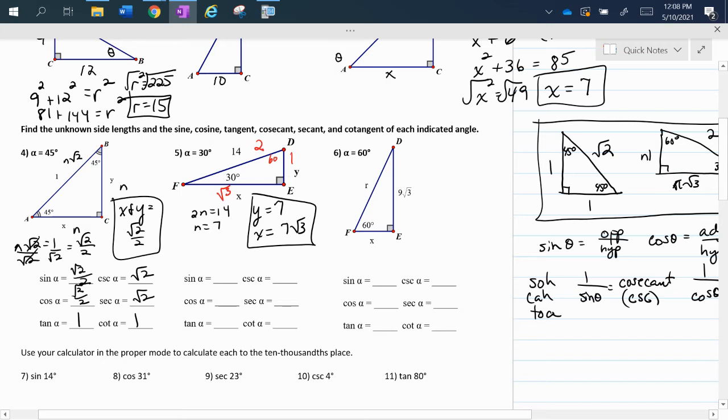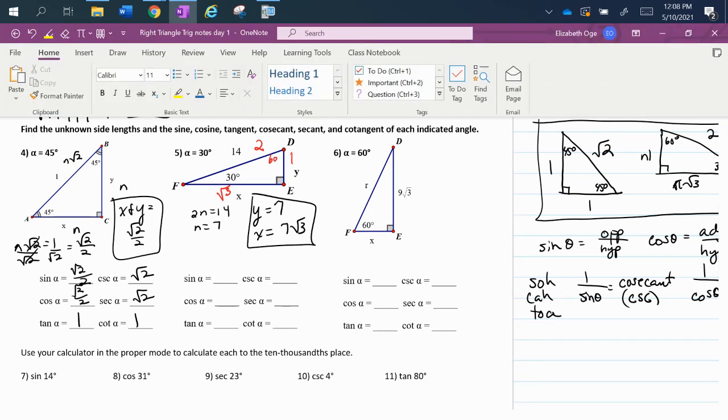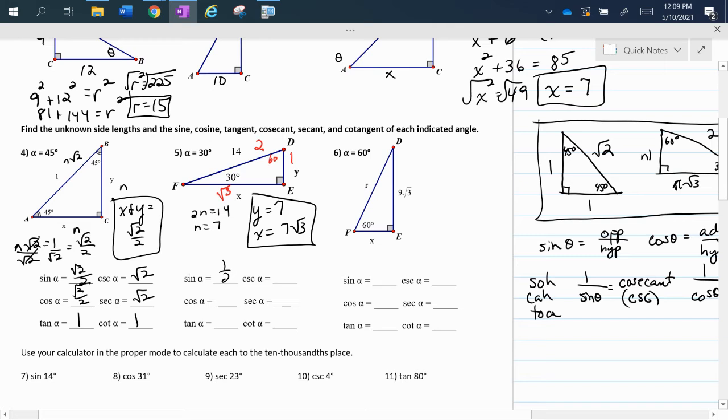So the sine of 30 degrees is the opposite side. So from the 30, the opposite side is 1 over the hypotenuse, so 1 over 2. And then the cosine of 30 degrees is the adjacent side over the hypotenuse. So the adjacent side would be the root 3 over 2. And our tangent would be the opposite over the adjacent. So that would be 1 divided by the square root of 3, which is the square root of 3 over 3.